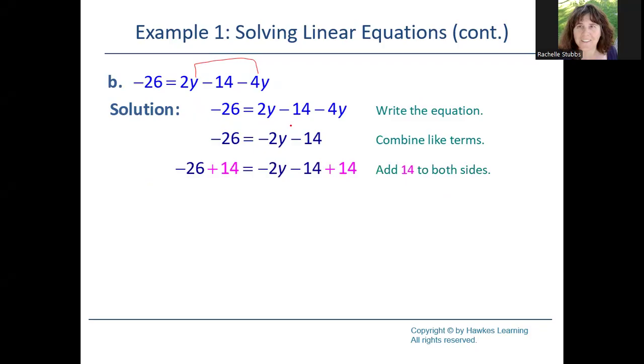And a negative 26 plus 14 is a positive 12. Or sorry, a negative 12. The negative was larger, right, of our armies. And I have a negative 2y.